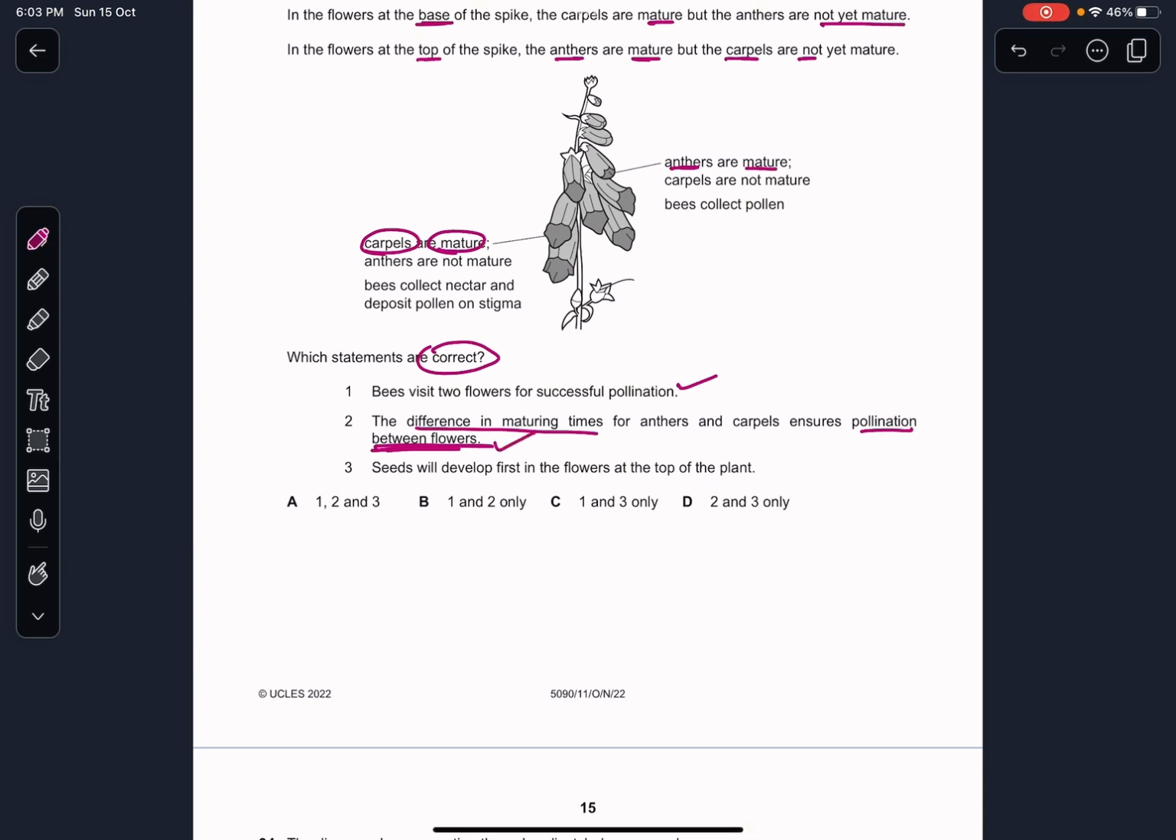Seeds will develop first in flowers at the top of the plant. At the top of the plant? No. Why? Because over here anthers are mature. So the bees are going to come and collect the pollen and then go and drop it off at another flower. And then over there the pollination is going to occur and the seed is going to develop. So only this is wrong. So the correct answer is 1 and 2. So the answer would be B.